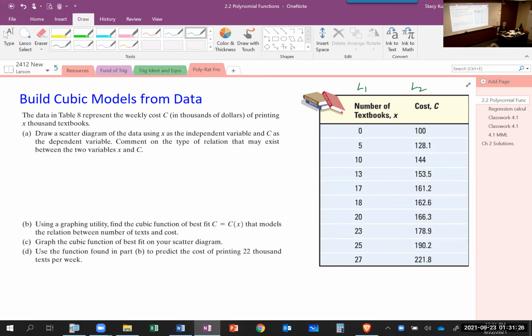Isaiah, put this in a table for me. Put every value in for the L1 and every value in for L2.